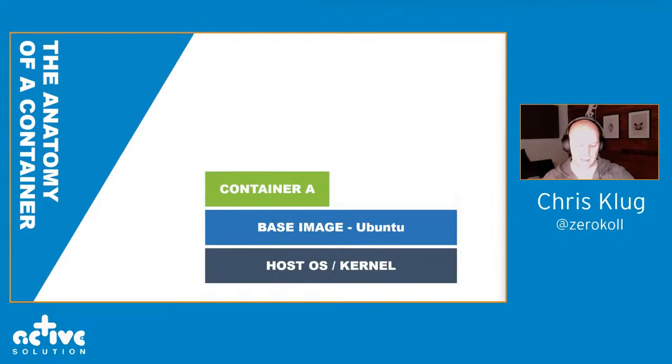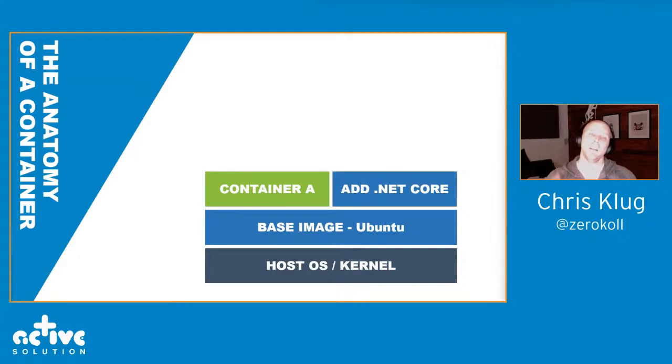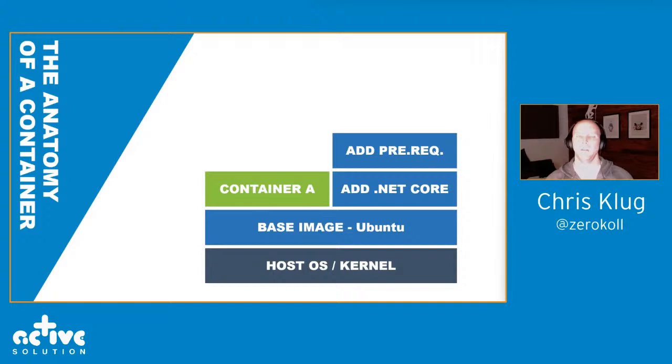But you can then say that, hey, not only do I want to have that base image Ubuntu, I have another image layer on top of that. So I have another layer where I go and add .NET Core. And then I have another layer on top of that that has all the prerequisites for my application. And then I run my container based on that.